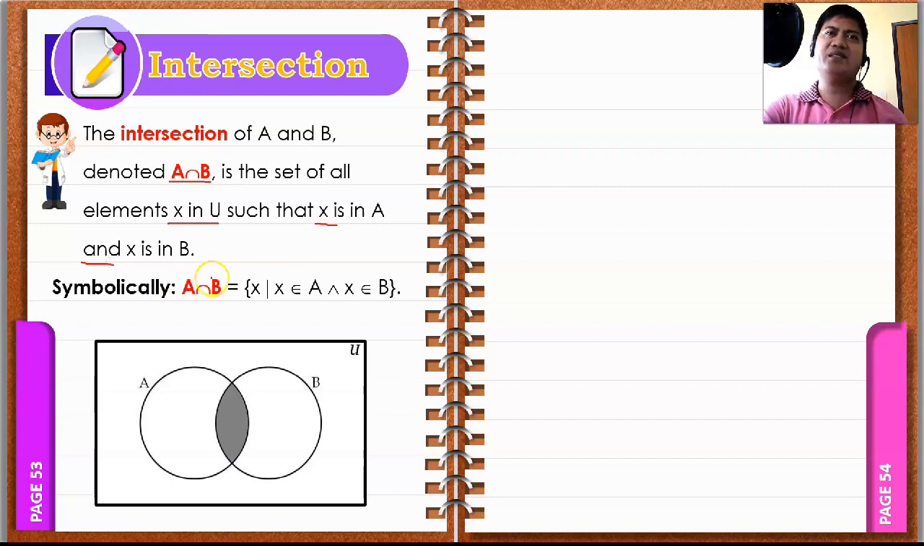So the difference is, in the union, we have X is in A or X is in B. This time, X is in A and X also should be found in B. So the intersection of A and B is the set of all X such that X is in A and X is in B. So this will be the shaded part. Or it means, in short, those elements that are common to both A and B.